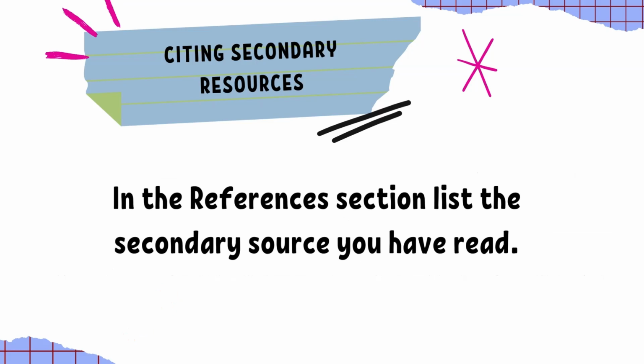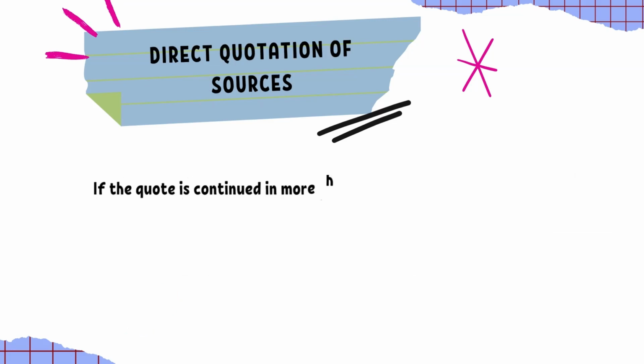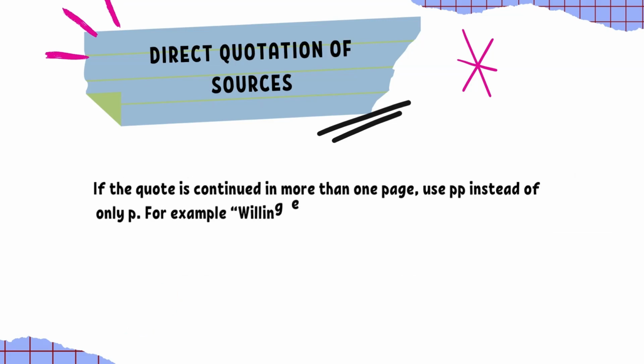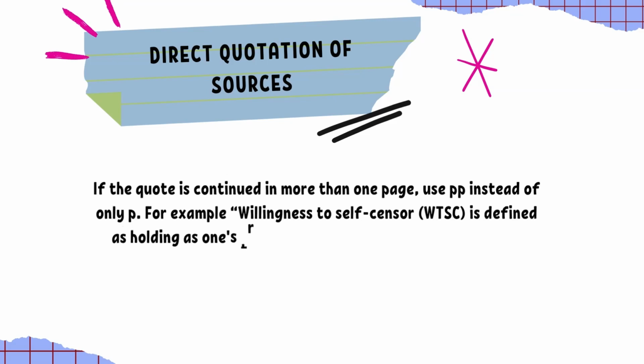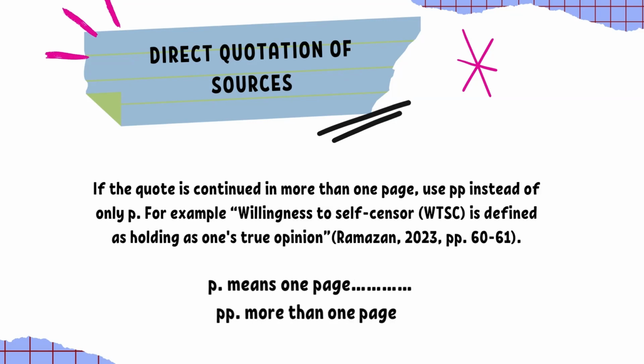For a direct quotation of sources, if the quote continues over more than one page, use pp. instead of only p. For example, willingness to self-censor is defined as holding back one's true opinion (Ramazan, 2023, pp. 60-61). And p. means one page and pp. means more than one page.